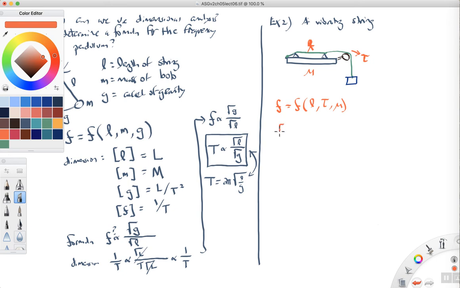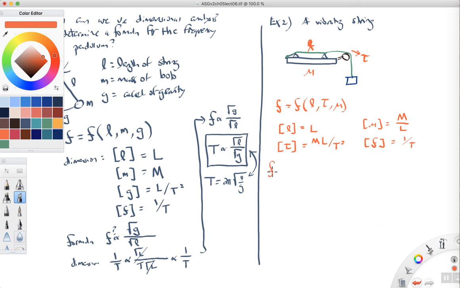Well, what are the dimensions of the length of the string? Well, that has dimensions of length. What about the dimensions of the tension in the string? Well, you might want to look back at our previous table. It has dimensions of mass times length over time squared. What about the dimensions of mu, or mass per unit length? Well, that has dimensions of mass over length. And once again, the dimensions of frequency are going to be 1 over time.